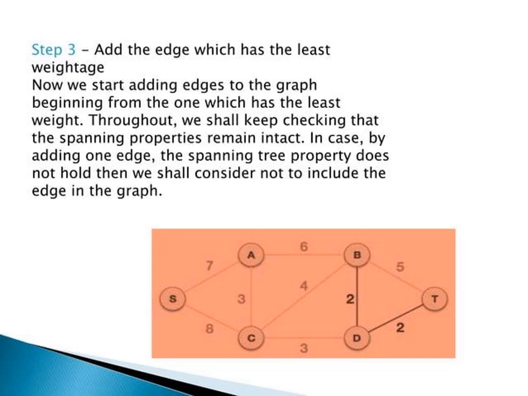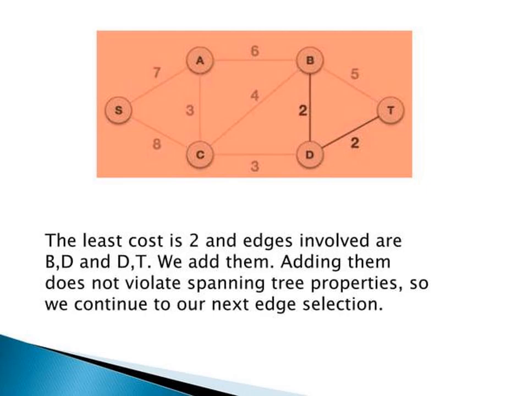We add the edges which have the least weight. Now we start adding edges to the graph beginning from the one which has the least weight. Throughout, we keep checking that the spanning tree properties remain intact. If adding an edge violates the spanning tree property, then we do not include that edge in the graph. Here the least cost is 2 and the edges are D to B and D to T, so we add them. Adding them does not violate the spanning tree properties, so we continue to the next edge.